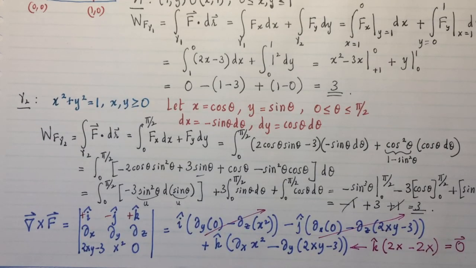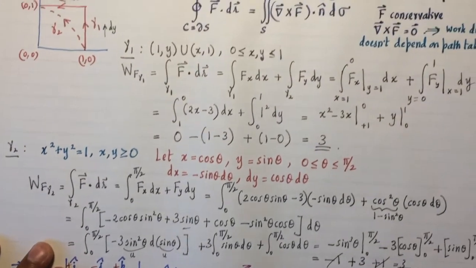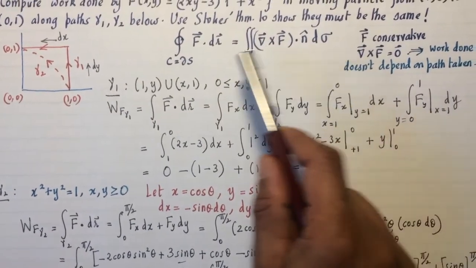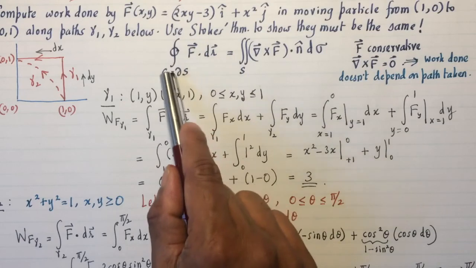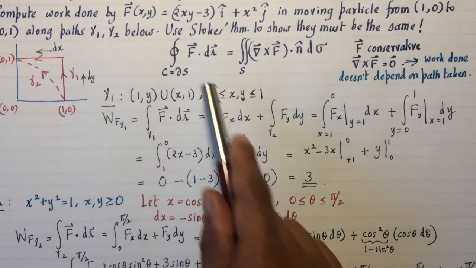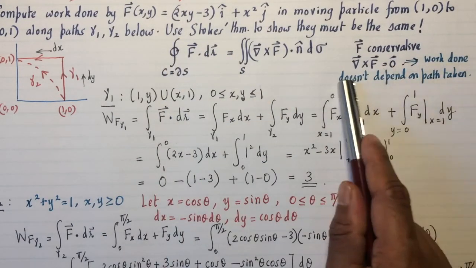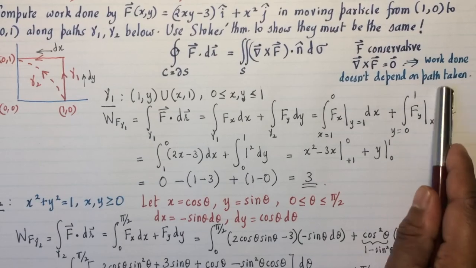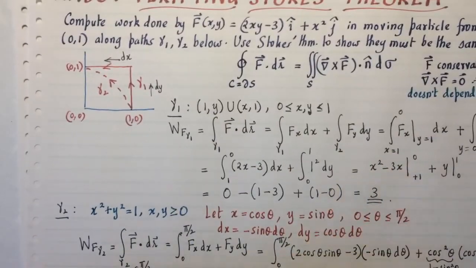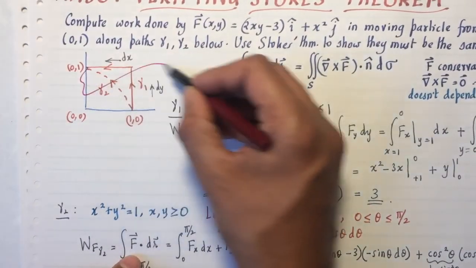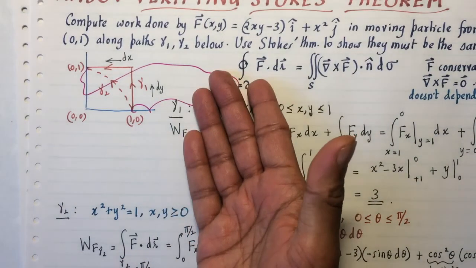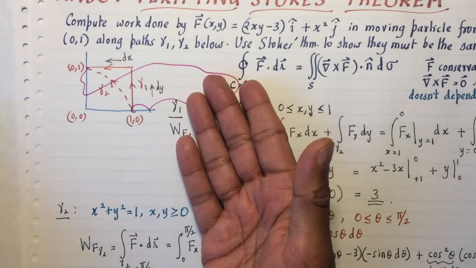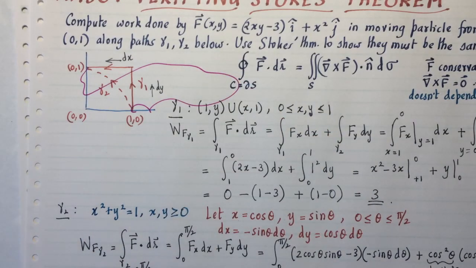This shows us that f is conservative, and if f is conservative, then the line integral of f dot dr along a closed curve is 0, and as a consequence of that, the work done does not depend on the path taken. Any path, even if you have chosen a very crazy path like this, will give you the same work. But of course, you don't want to get stuck doing the work done by this crazy path. It'll take you all your life.